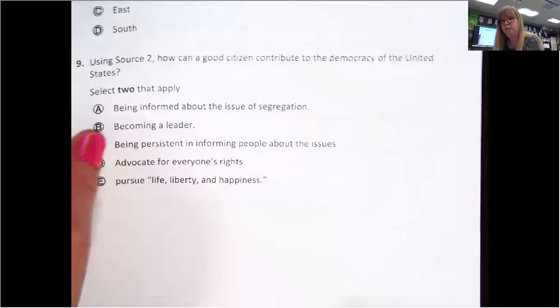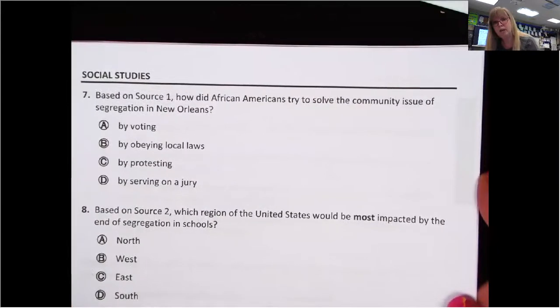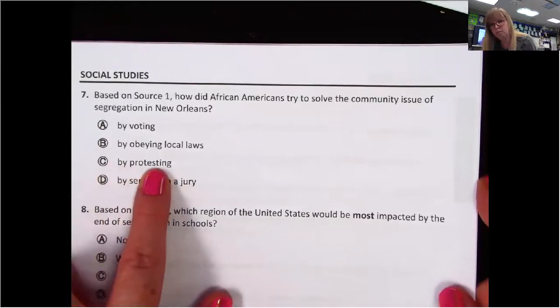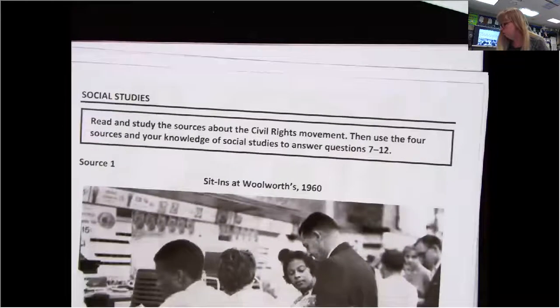Based on source one, how did African Americans try to solve the community issue of segregation in New Orleans? It was C, by protesting. A sit-in is a form of a protest. They protested. Okay, source two.